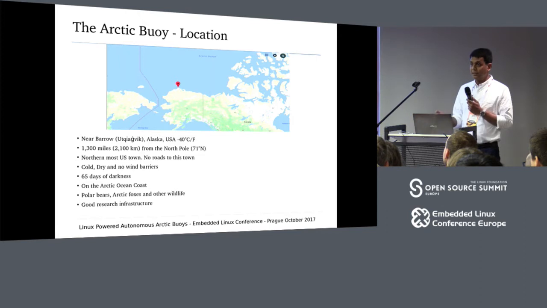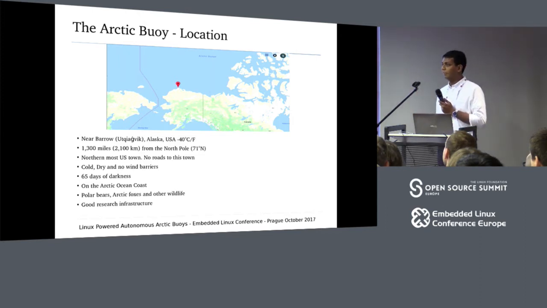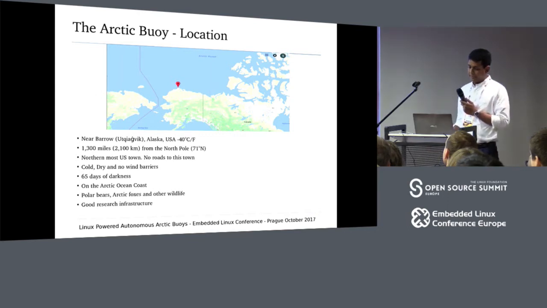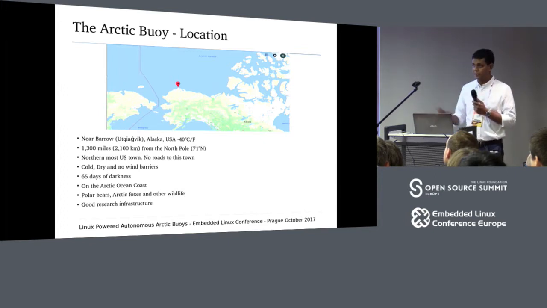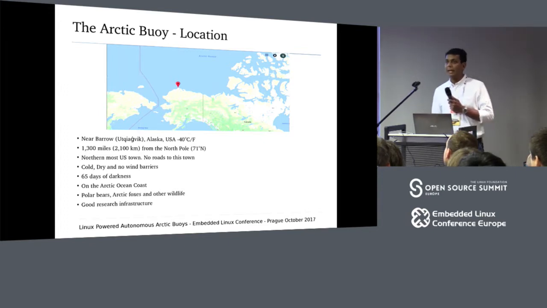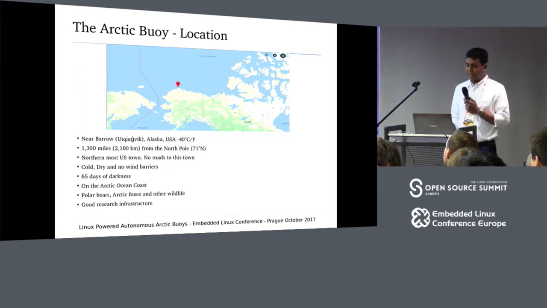You can only fly there. You can't drive; there are no roads to this town. But there are daily flights, and Alaskan Airlines serves it. It's cold and dry, and there are no wind barriers. The Arctic Ocean is on all three sides. During the winter months there are 65 days of darkness, so whatever we build has to manage and survive that.